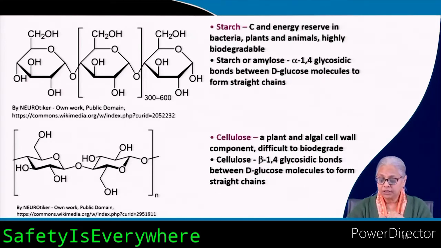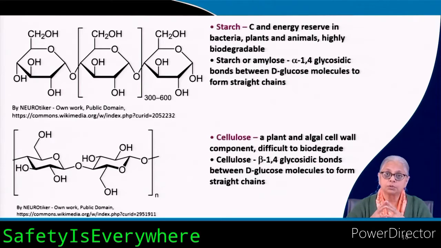Now we also have another polymer, and that is cellulose. Cellulose is found in the cell wall of plants and algal cells. It is very difficult to biodegrade. So you have seen that if you look at plants, when they die and they start rotting, it's the leafy part of it that degrades first, and the stem and the branches are much harder to degrade, and those stems and branches are formed of cellulose.